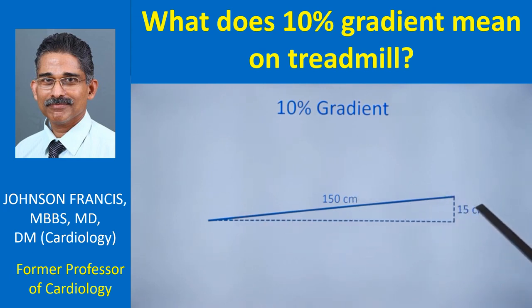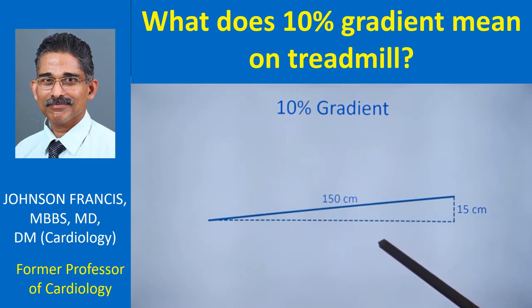So 15 centimeter elevation for a 150 centimeter treadmill will give a 10% gradient. This is what happens in stage 1 of standard Bruce protocol. In modified Bruce protocol, there is no gradient in stage 1, so that the treadmill will be horizontal. In stage 2, 5% gradient is given, and in stage 3, there is 10% gradient. So stage 3 of modified Bruce protocol will correspond to stage 1 of standard Bruce protocol.